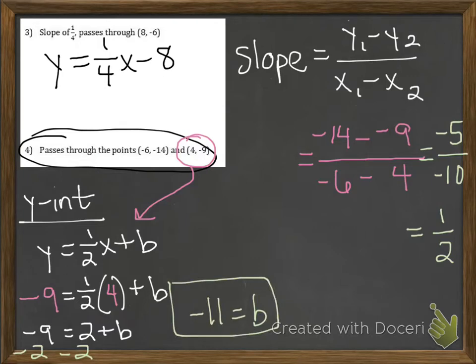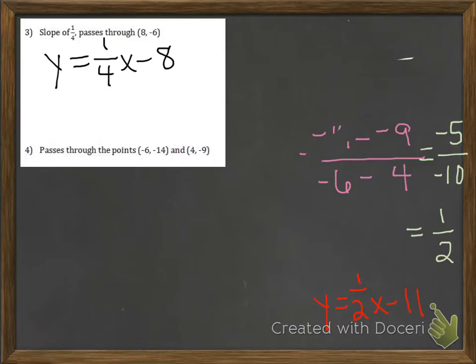Now I have all the information that I need to write the rule. I've got my slope and I've got my y-intercept. And so that's our final answer for number 4.